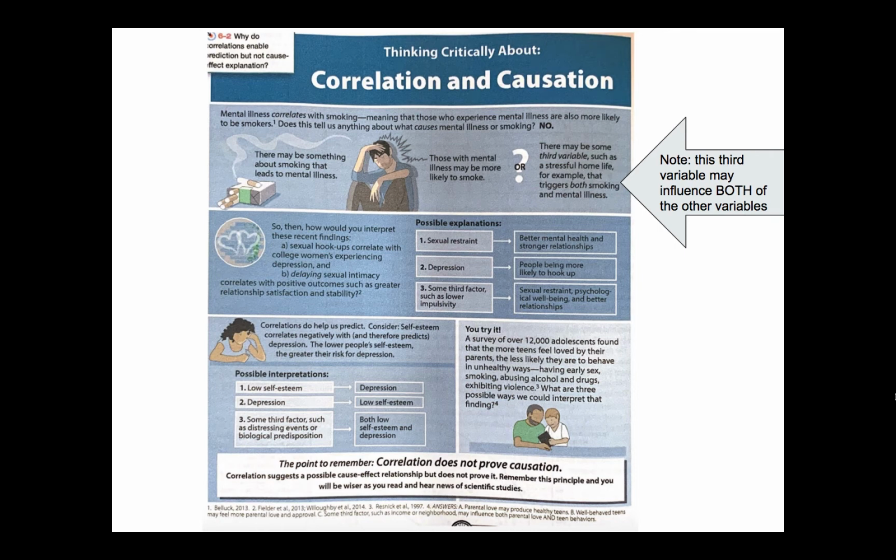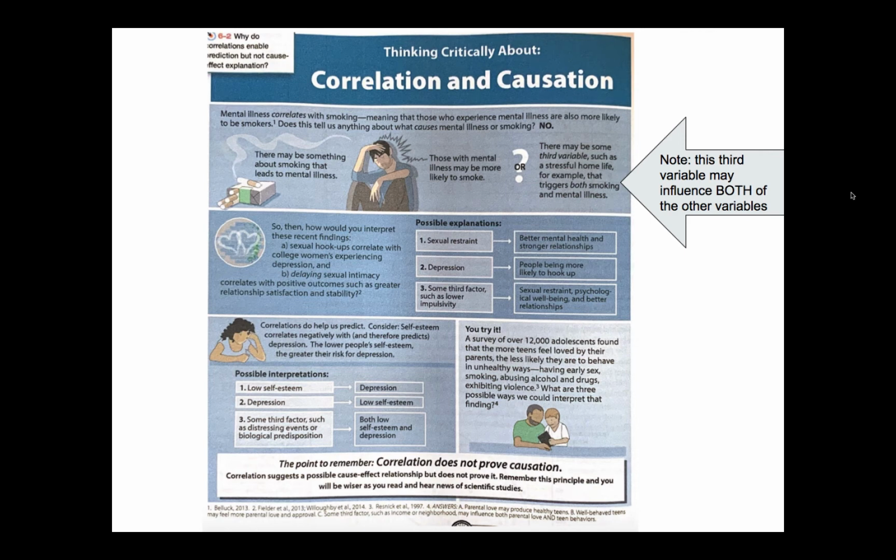Mental illness correlates with smoking. That means that people who experience mental illness are also more likely to be smokers. But does that tell us anything about what causes mental illness or smoking? Absolutely not. Because there might be something about smoking that leads to mental illness, or those with mental illness just might be more likely to smoke.